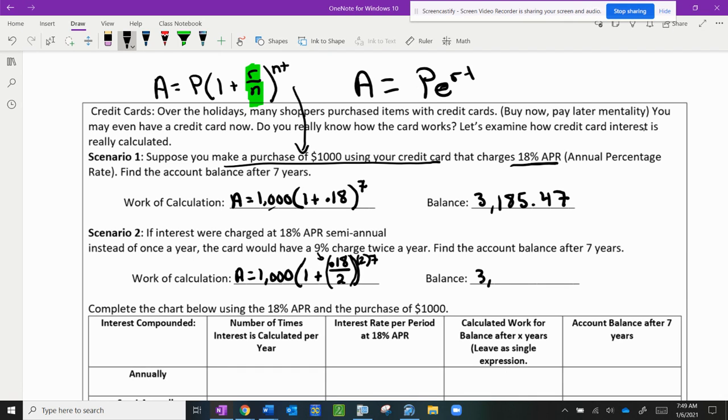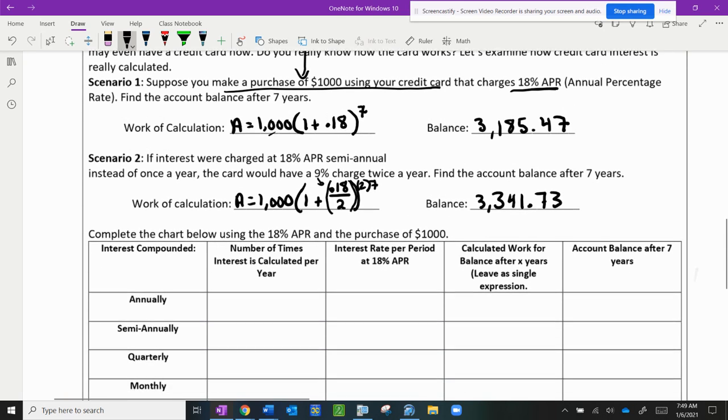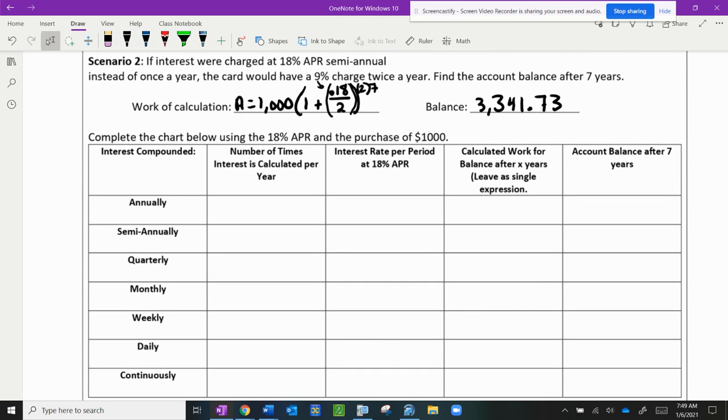So you notice that it charges you more money if they compound your interest twice, because what's happening is the first time, halfway through the year, they're charging you an interest, and that creates a balance of more than $1,000. Then at the end of the year, when they charge you your interest the second time, the amount that you owe is more than $1,000. So they kind of double dip on you by charging you some of the money that you owed from the interest at the halfway point.